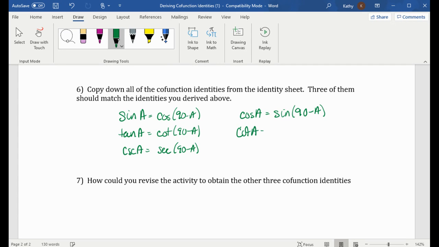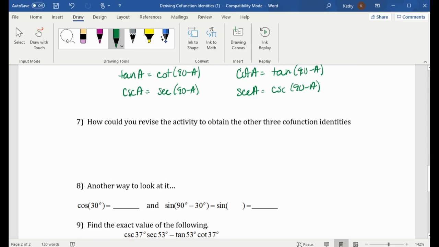Cotangent of A is equal to tangent of 90 minus A. And these are on your identity worksheet. And then last, secant of A is equal to the cosecant of 90 minus A, which would be angle B. So those are the three. We derived the first three on the left. The second three came right from our identity sheet. But instead of X, we have A.